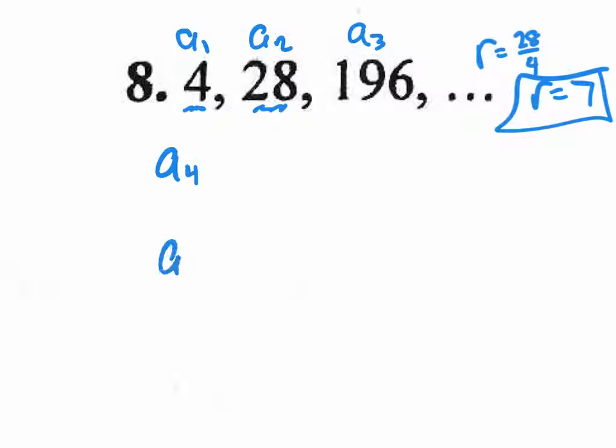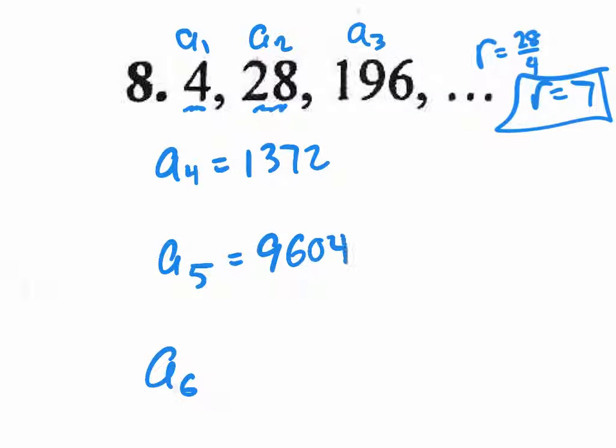Here's a sub 4, a sub 5, a sub 6. So how am I going to get the fourth term? I'm simply going to multiply with the calculator 196 times that common ratio 7, and it'll be 1,372. And to get to the next one, I take that 1,372 and I multiply it by 7 again, and I'll get 9,604. And my final one, multiply 9,604 by 7 again with the calculator, and you'll get 67,228. And those are the next three terms.